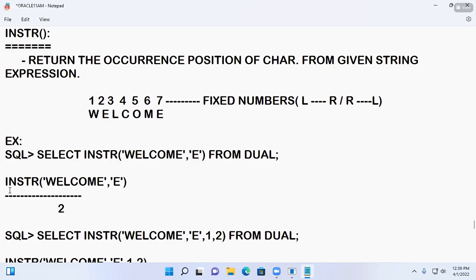Okay. So these are the character or string functions. And some more functions are there: date, conversion, and analytical functions. Those we will discuss in the next session.